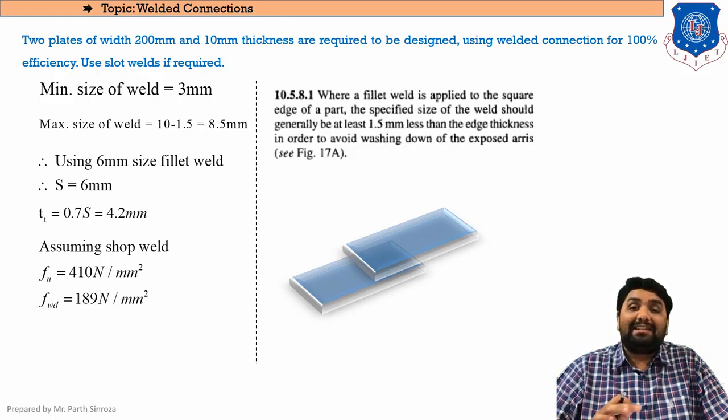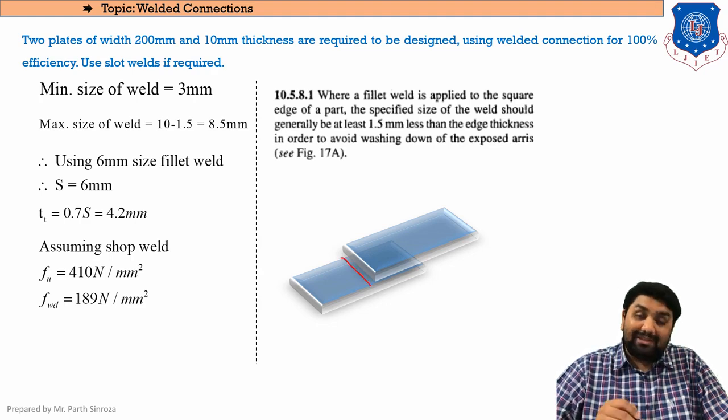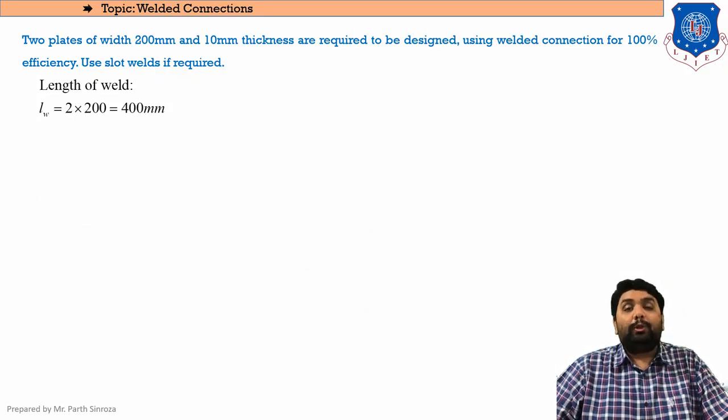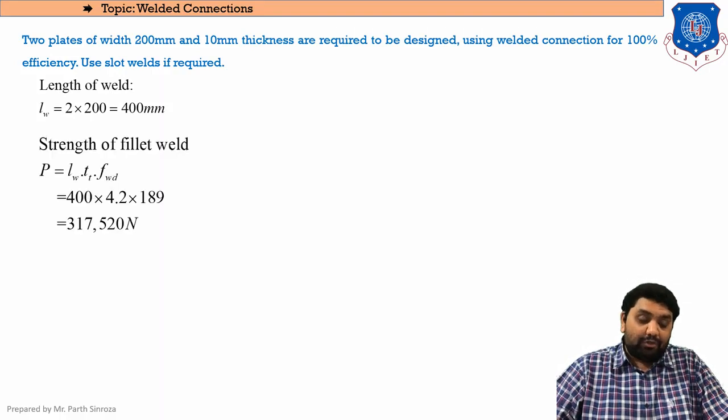So to attain the maximum load that can be attained by a fillet weld, we need to see how much maximum length we can apply. So for maximum length, we need to use this length, that is width on the top side, and this length, that is width on the bottom side. So the length of weld in this case will be 2 into 200, that is our width, that comes out to be 400. So solving it, we get P equal to 317 kilonewton.